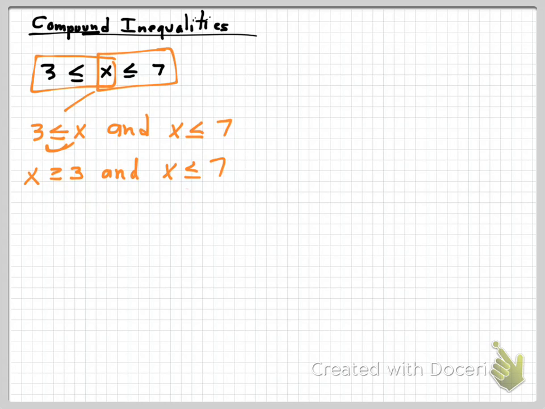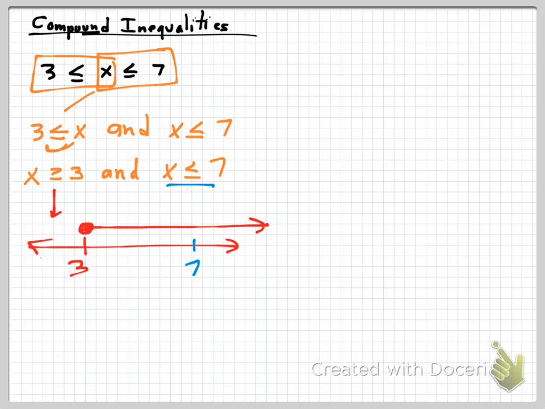So what we're going to do is we're going to graph this first part here. So we go to 3, we put a closed circle, and we go to the right. And we go to 7 for this part. We put a closed circle, and we go to the left.